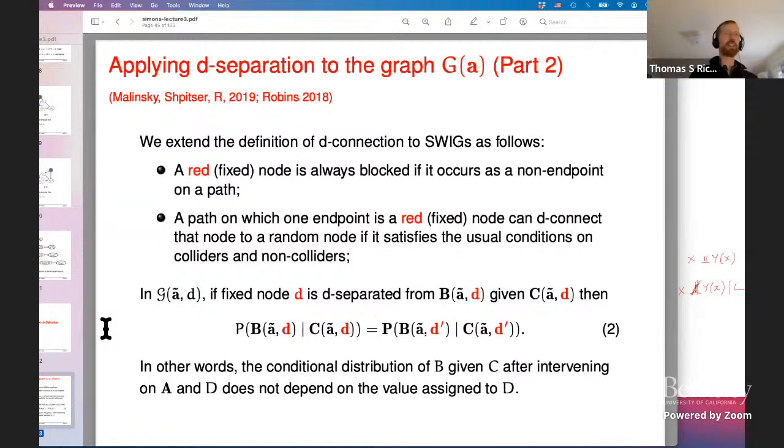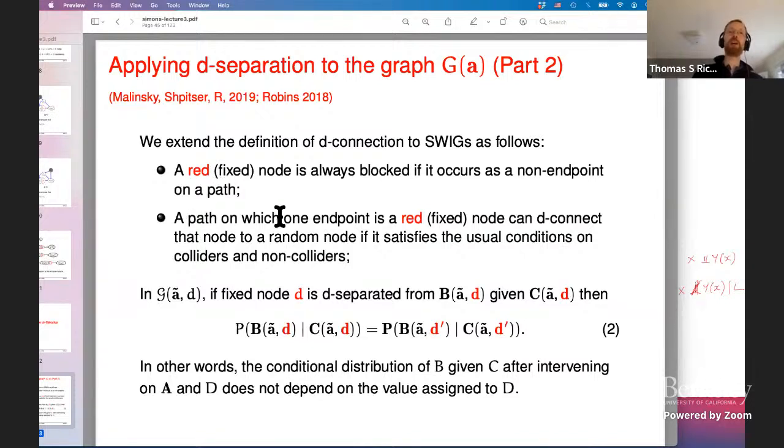Okay, so I'm going to go through this next part, a couple of the next slides, assuming that you were here on Tuesday and saw Spencer's great presentation of the do calculus. But before I do that, I have to give you one more definition. So up to now, we've talked about d-connection or d-separation between random nodes. But there's also some utility for thinking about the absence of d-connecting paths where one endpoint is a fixed node.